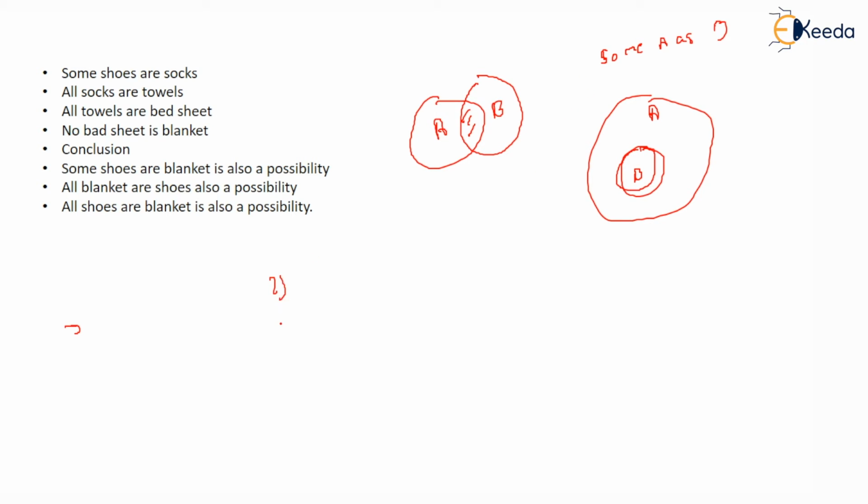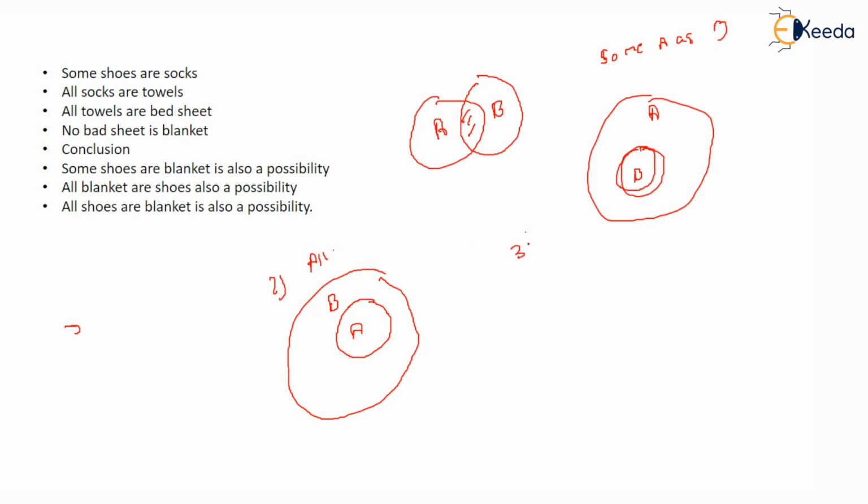The second case is all A are B. All A are B means what? All means the smaller one will come inside and the bigger one will go outside. So all A means this one will come inside B, right? So this is how you will do the case all A are B.